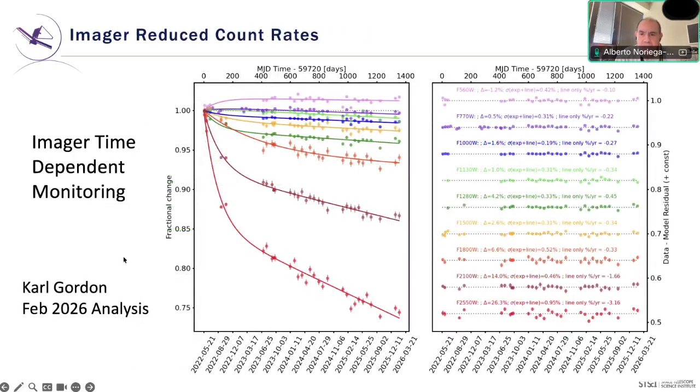This is a more recent plot, again of the reduced count rates. It looks very spectacular, particularly for the longer wavelengths. But we do have a model, and the model is just to correct the observations. Once they are corrected, as I said, we believe the photometric calibration is of the order of 1 to 2%.